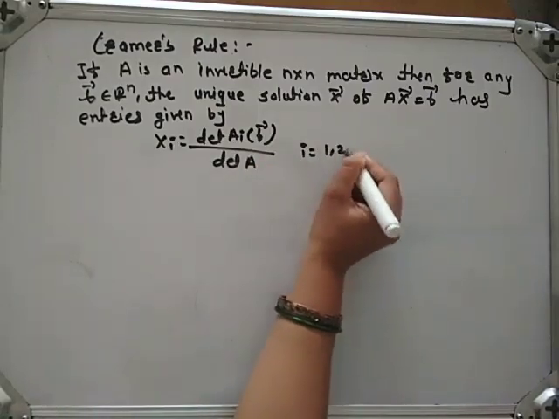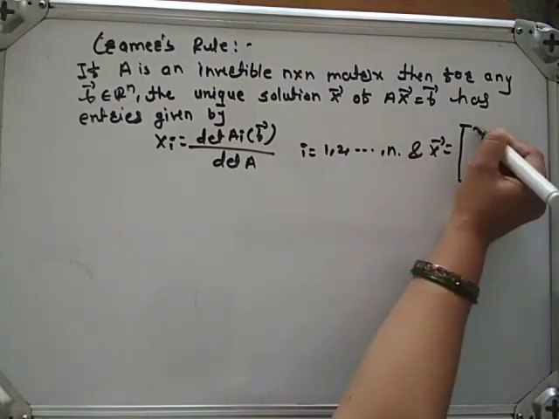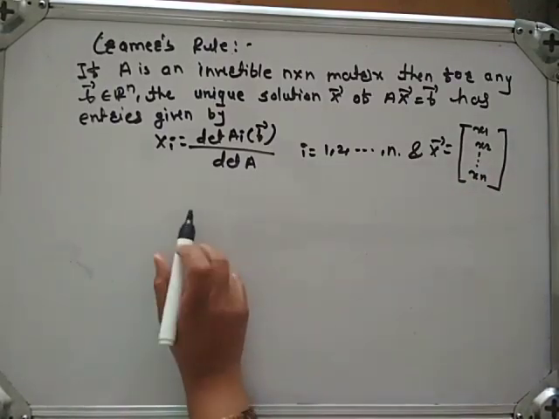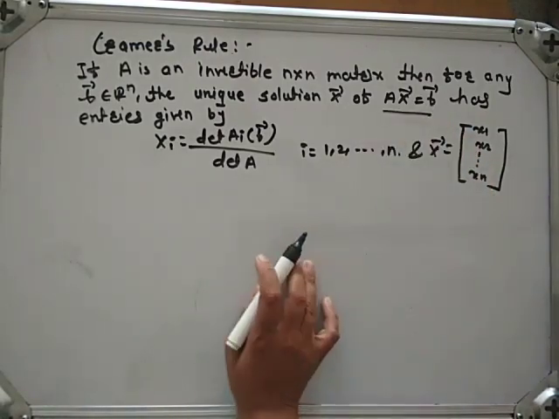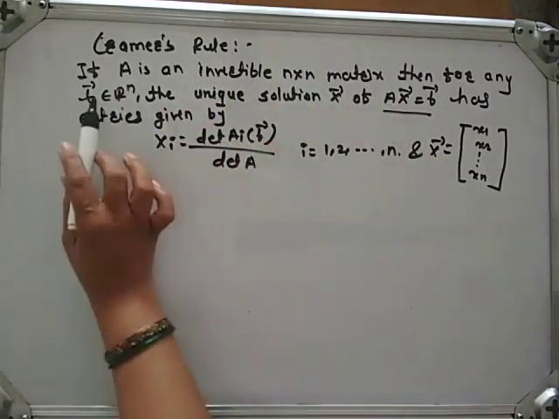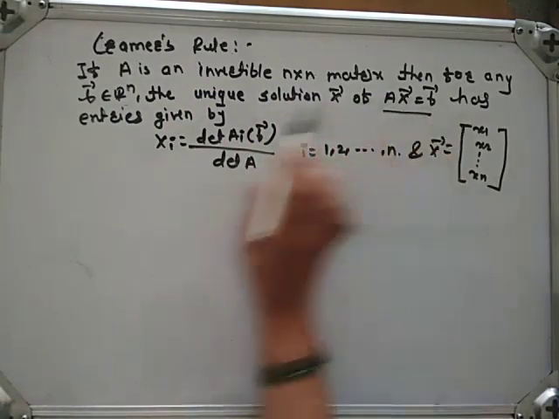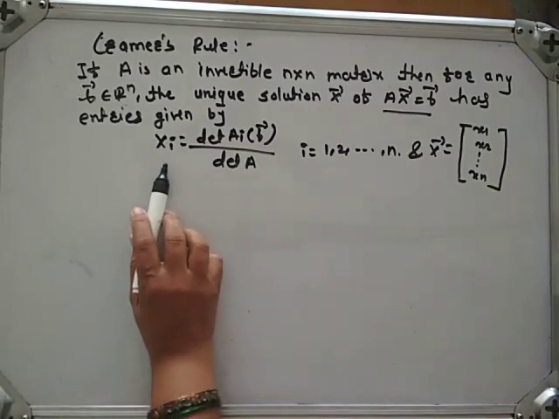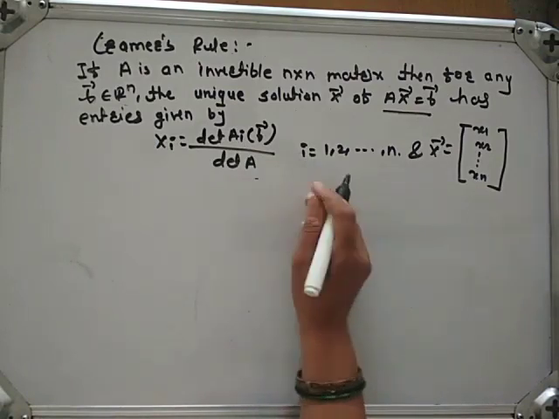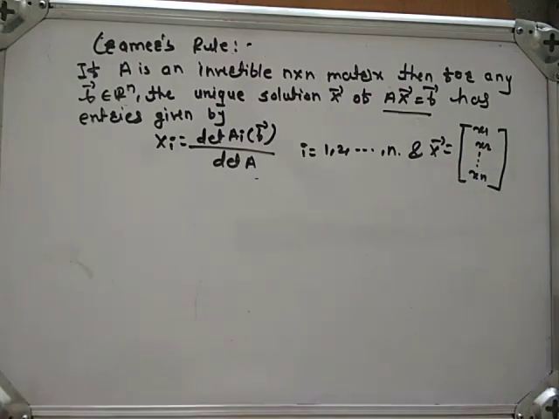Here i runs from 1 up to n, and x bar is equal to the matrix x1, x2 and so on up to xn. See here, what is Cramer's rule? It is used to solve the system A x bar is equal to b bar. If A is an invertible matrix, then for any b bar belongs to Rn, the unique solution x bar of A x bar is equal to b bar has entries given by xi is equal to determinant of Ai(b bar) upon determinant of A, where i runs from 1 up to n, and x bar is equal to the matrix x1, x2 and so on up to xn.